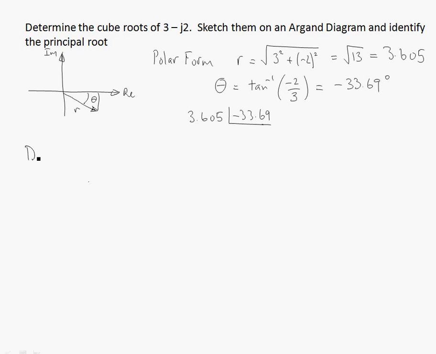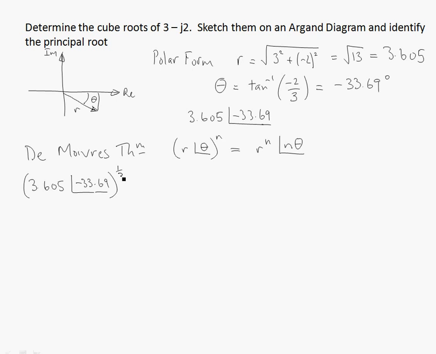Now, in order to work out the cube root, we need de Moivre's theorem, which says that if we have a complex number in polar form and we want to raise that to the power n, that's the same as raising the magnitude to the power n and multiplying the argument by n. Now in our case, it's a cube root, so that means we're raising to the power of a third. So the cube root of 3.605 at minus 33.69 will be the cube root of 3.605, and minus 33.69 times a third, or divided by 3. And that comes out to be 1.533 as the magnitude, and minus 11.23 as the argument.